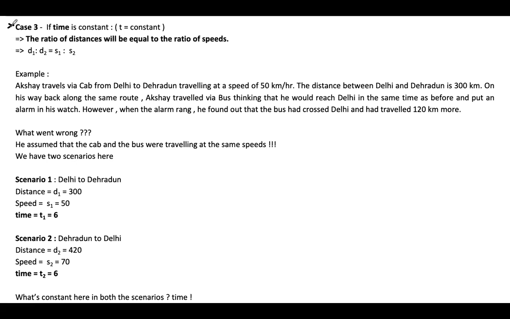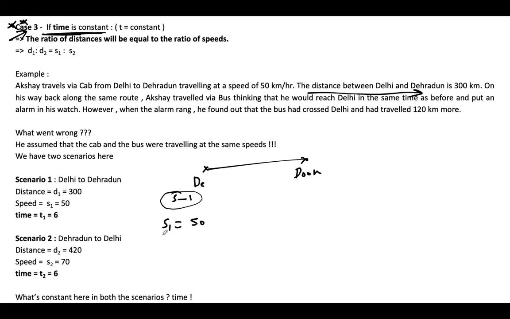Case 3. I think most of the questions are based on time being constant, so special focus on this case. Go on, Asta. Akshay travels via cab from Delhi to Dehradun, traveling at a speed of 50 km per hour. This is scenario 1. Speed is 50 kilometers per hour. The distance between Delhi and Dehradun is 300 kilometers. So what would be the time taken? Distance upon speed: 6 hours.